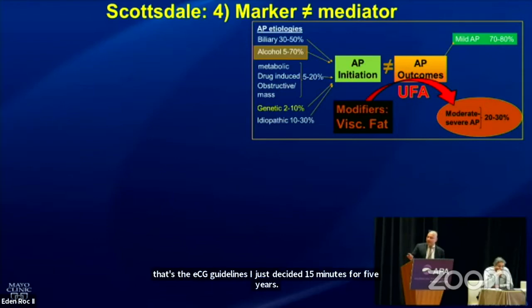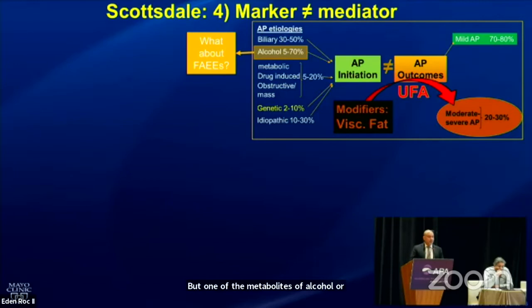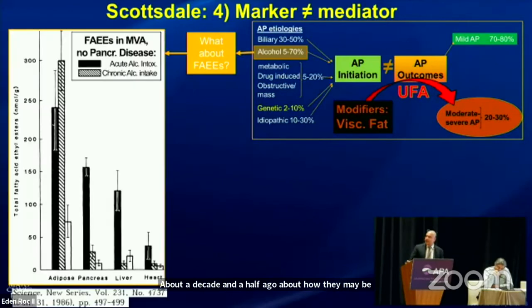But one of the metabolites of alcohol is fatty acid ethyl esters. And those were big about a decade and a half ago about how they may be causing pancreatitis to get severe.